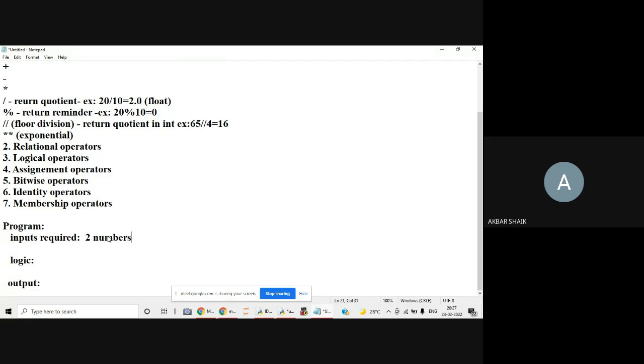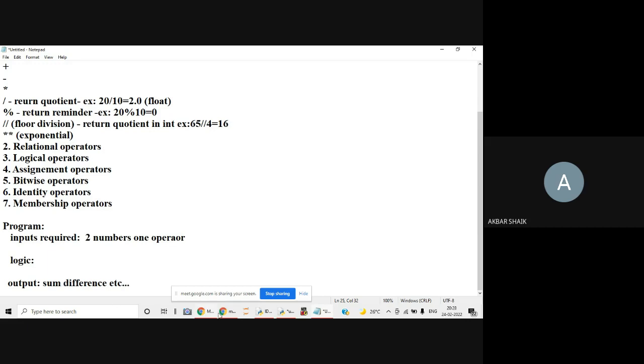So the input required here is, yes, some of you mentioned we require some numbers. I can take two numbers, and you mentioned the operator also. The operator I am taking directly in the program itself. You can take the operator also as input from the user, or you can directly apply the operator. Now what is the output? If I am doing addition, then the output will be the sum. If I am doing subtraction, the output will be the difference. If I am doing multiplication, then the output will be the product, and so on, right?